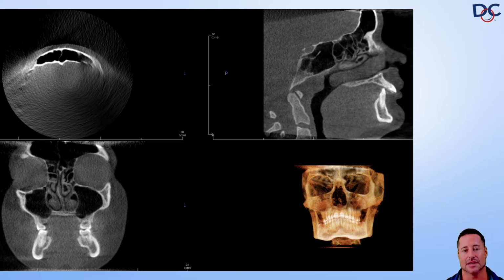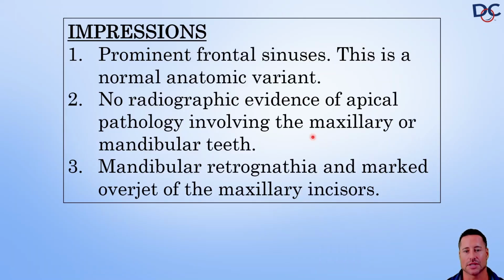So I was like, at that point, I think we're better off getting these looked at. So getting a second opinion, or getting an opinion from a radiologist on that. So they came back: prominent frontal sinuses. It's a normal anatomic variant. No radiographic evidence of apical pathology involving the maxillary or mandibular teeth. Mandibular retrognathia is marked, and marked overjet. So they give even beyond what you had sent for. They do a full evaluation of everything when you need to send it.